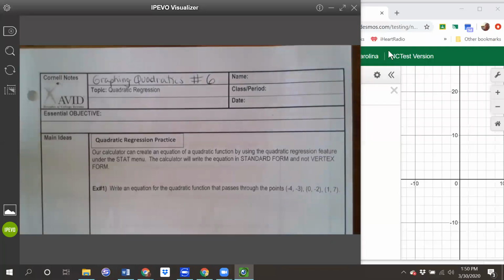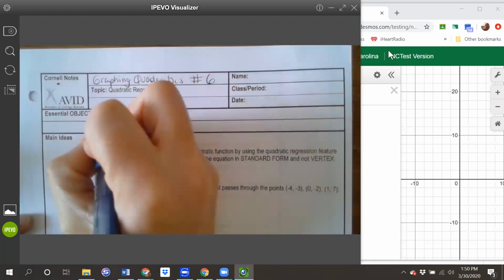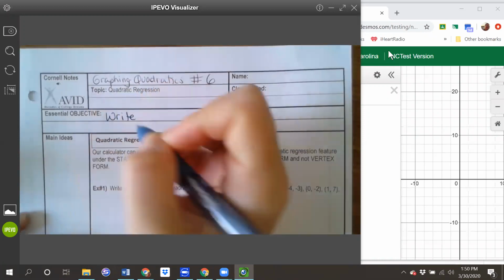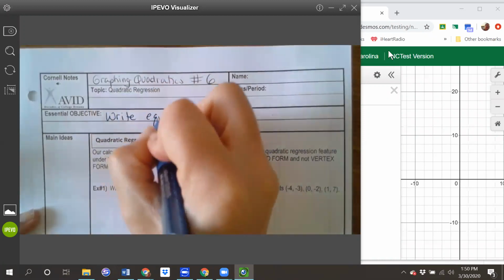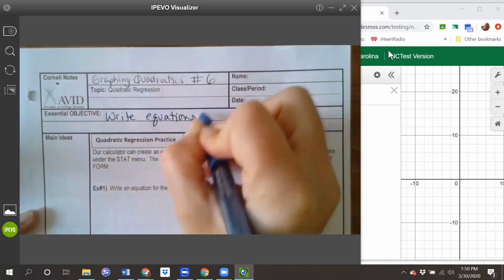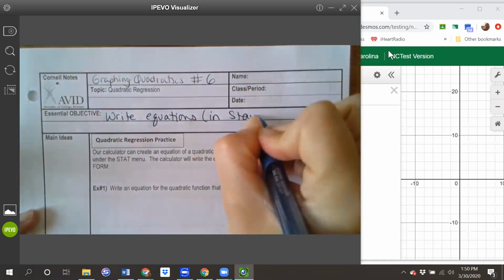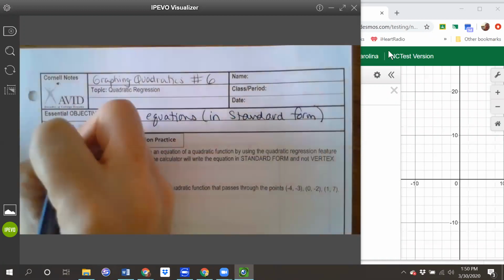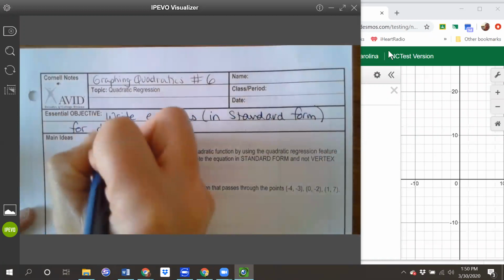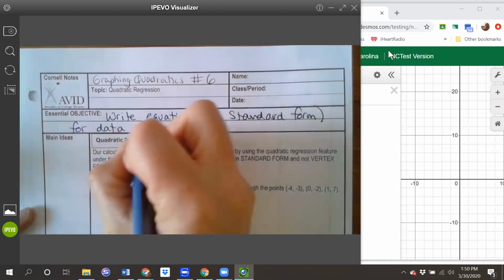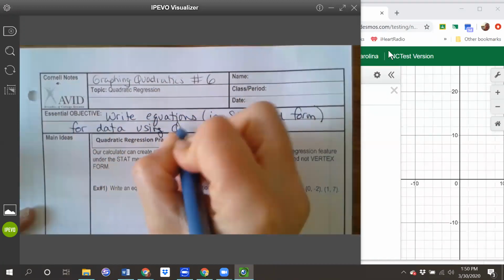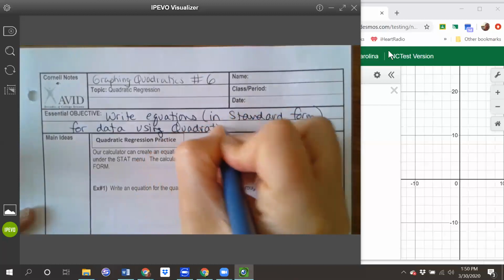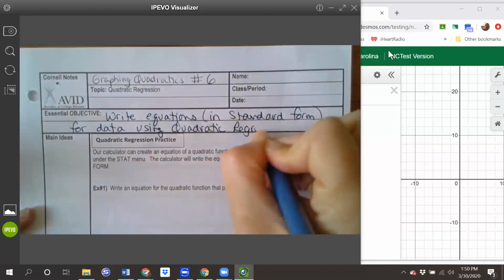Hello and welcome to Graphing Quadratics number 6. Today we are going to learn how to write or create equations in standard form for data using what is called quadratic regression.